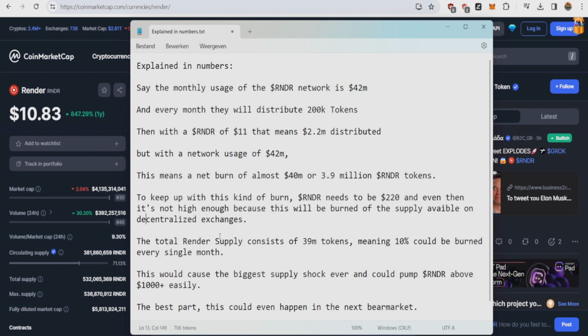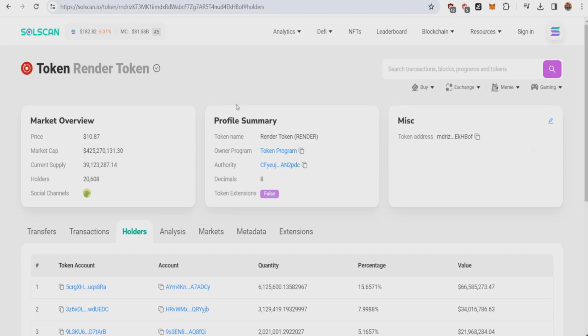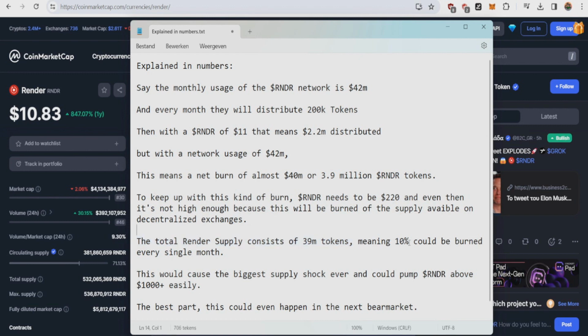Also, people shouldn't forget that the total render supply consists of only 30 million tokens, meaning 10% could be burned every single month. Some people are saying, well, Doc, I'm seeing 381 million, but people should not forget that the burning mechanism is on Solana and that the Solana render token has a circulating supply of only 39 million tokens, meaning that indeed 10% could be burned every month.